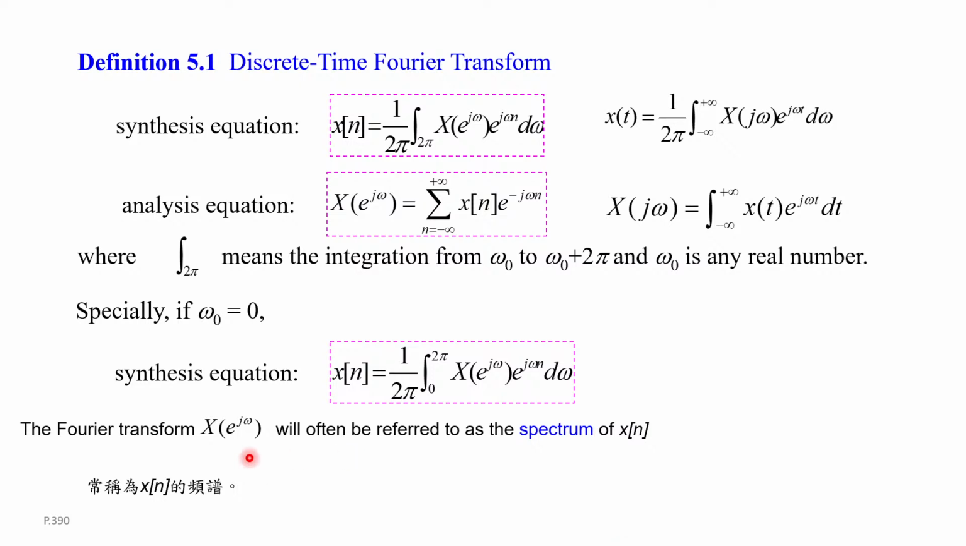Just like all the Fourier things, this big X is called a spectrum. Question?